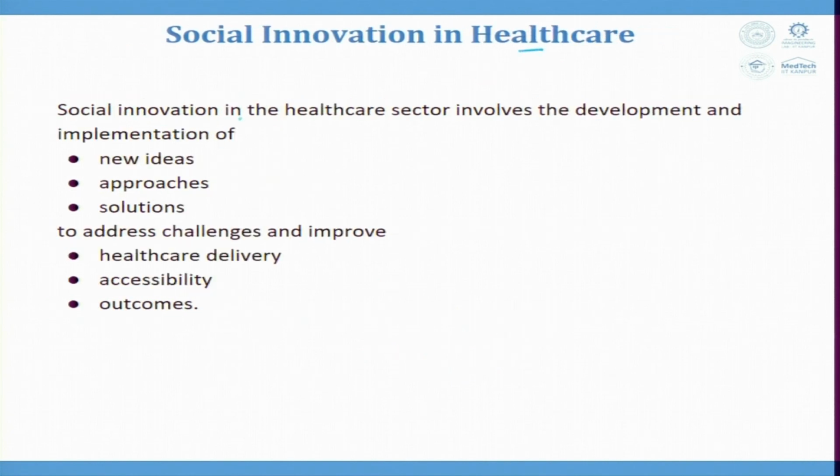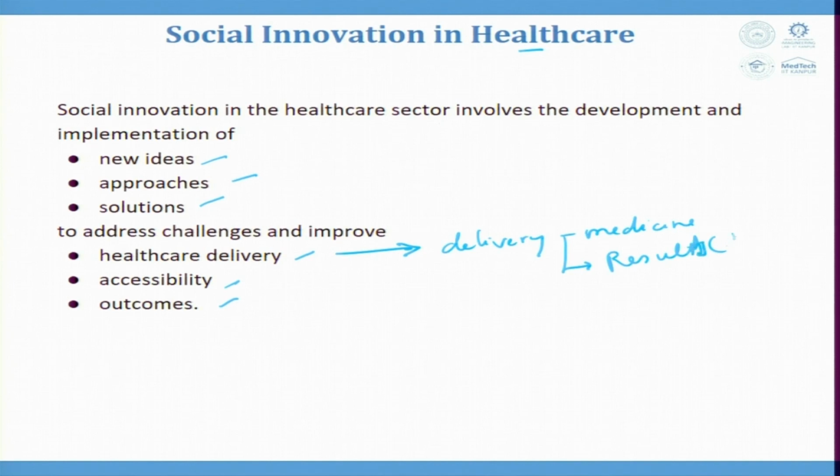Next, in healthcare, the social innovation in the healthcare sector involves development and implementation of new ideas, approaches and solutions to address challenges and to improve healthcare delivery, accessibility and outcomes. Healthcare delivery is nothing but you try to deliver medicine, try to deliver results, lab results, pathology lab results, etc. Healthcare delivery and then accessibility and outcomes. Now, today if you see a lot of government initiatives in healthcare is on telemedicine.